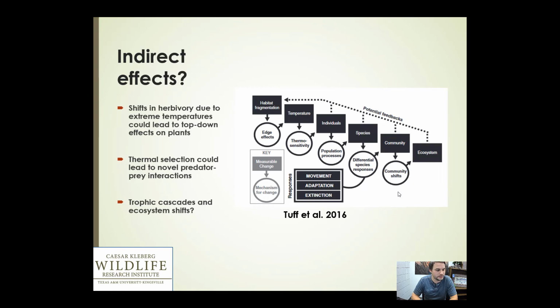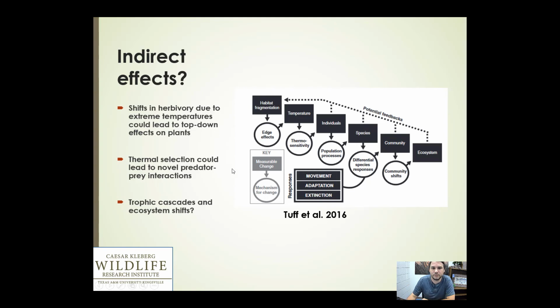If deer are forced into areas of thermal refuge and predators are able to key in on those changes in space use, this could have significant impacts on predator-prey interactions. And then finally, there may be trophic cascades or even ecosystem shifts.